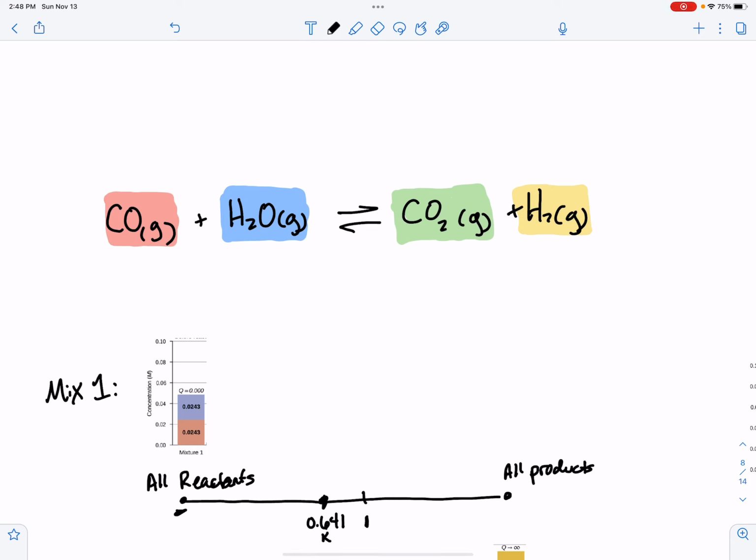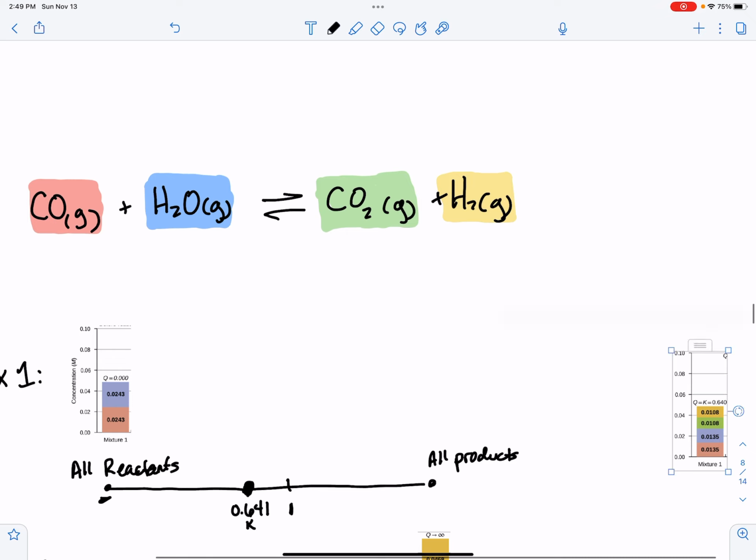This is when all the reactants and products would be the same, because then they'd all cancel each other out and it'd all be just 1. So the real equilibrium value is actually here. And since it's less than 1, that means we are going to have more reactants at the equilibrium. And this is actually what happens.